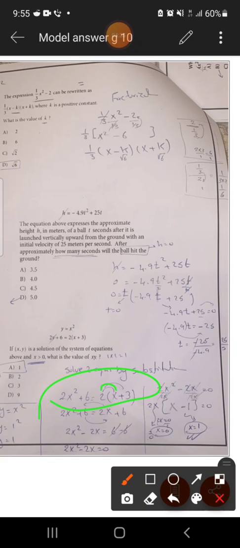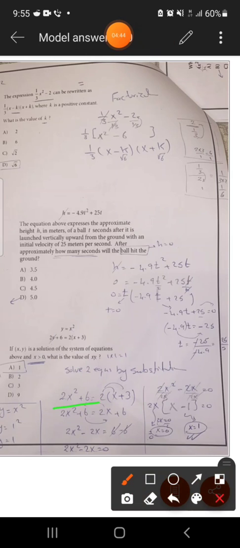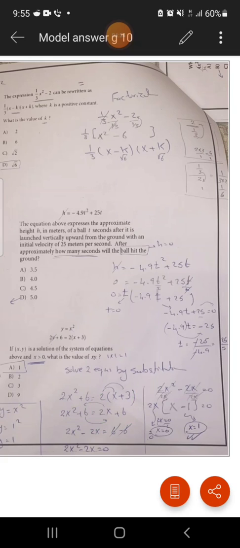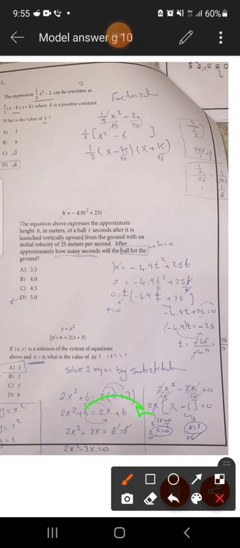What you will do? You will expand 2. You will distribute 2 here and here to expand the bracket to get what? 2x squared plus 6, like it, 2 times x, 2x, 2 times 3, 6. Then you will send the 2x and 6 to the other side with negative. You have many ways to solve this equation. Then 6 minus 6 equals 0.